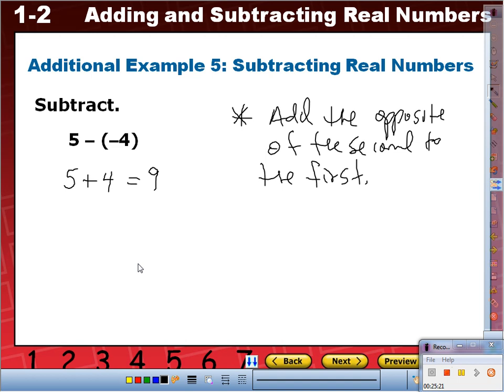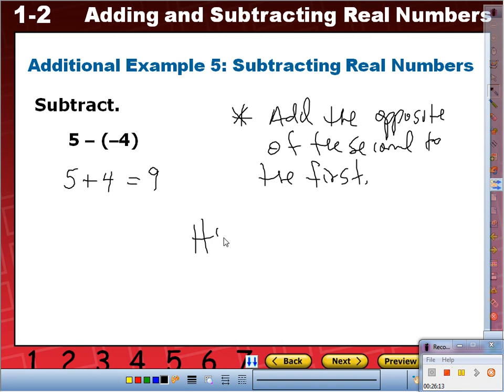Keep, change, change. Okay? Yeah, I like that. So some of your teachers showed you keep, change, change. That's fine. Keep the first. Change the sign and change the number. Everybody got it? Any questions on subtraction? So basically, subtraction becomes what? Addition. And do we know how to do addition?